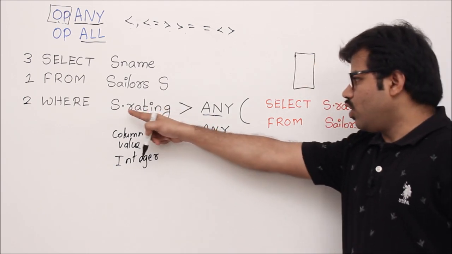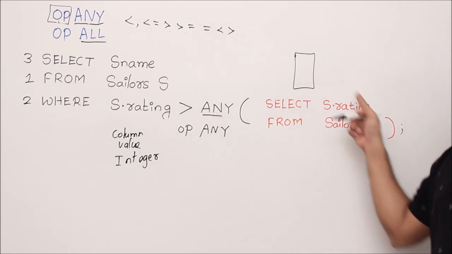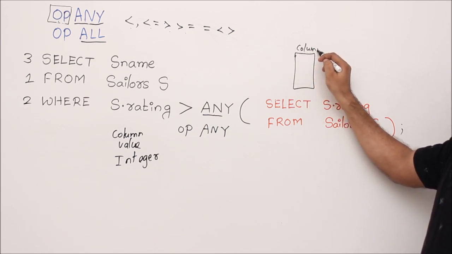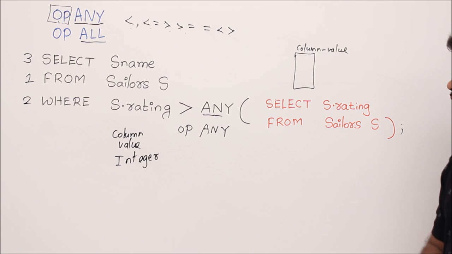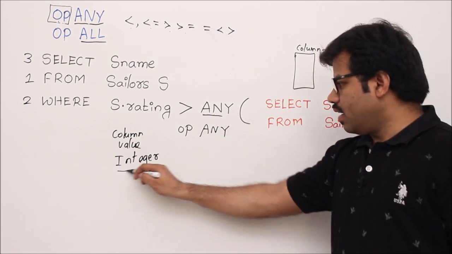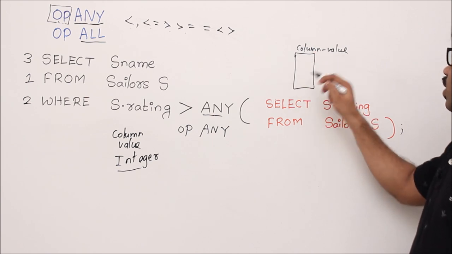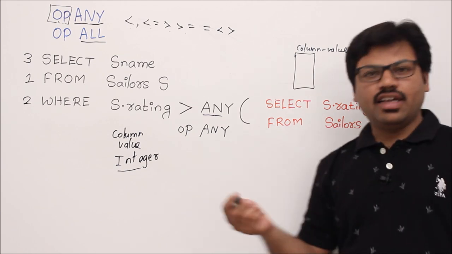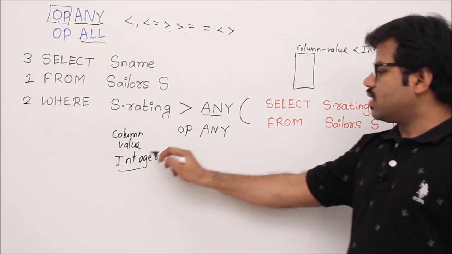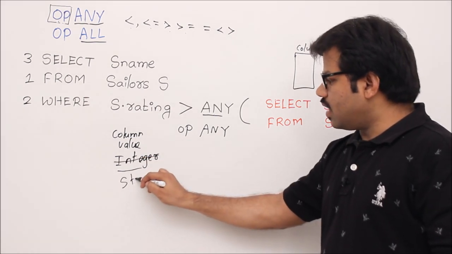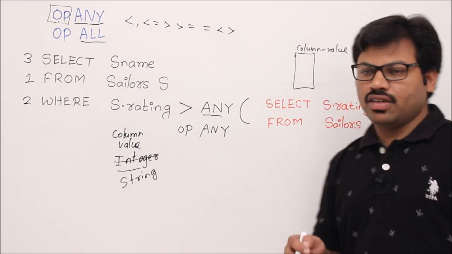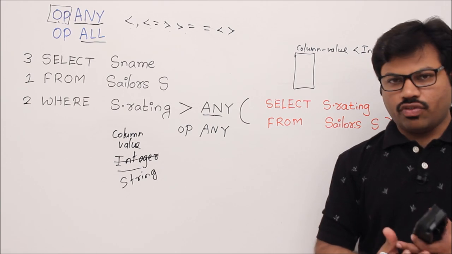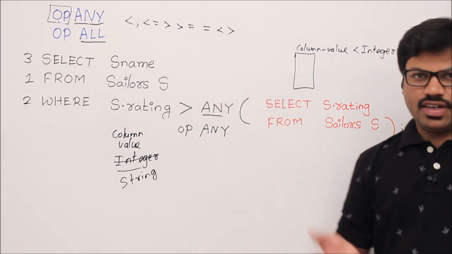The reason is that we are going to compare this s dot rating against this query's result. So that query's result also should have only one column value, that means a single column. That is one thing. And the data type should be the same. For example, here s dot rating is integer. Then this column value's data type should be integer. That's it. Then the query structure is syntactically correct. For example, if this is a string, let's say the rating is a string just for the time being, and this output is integer, then this query's syntax is wrong. We say that this query cannot be evaluated.